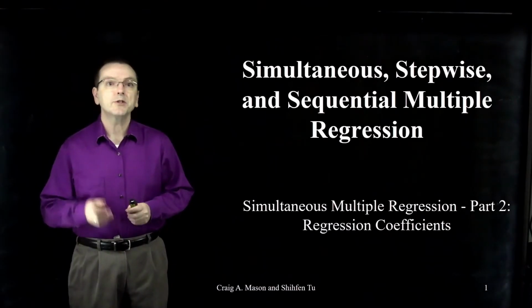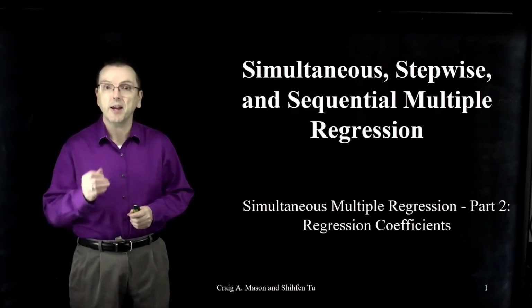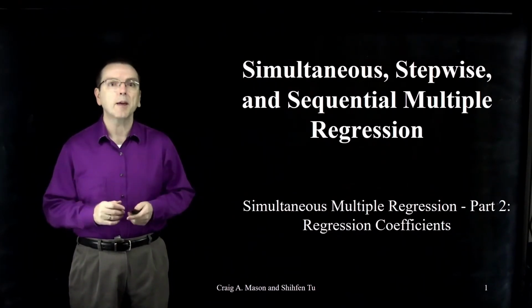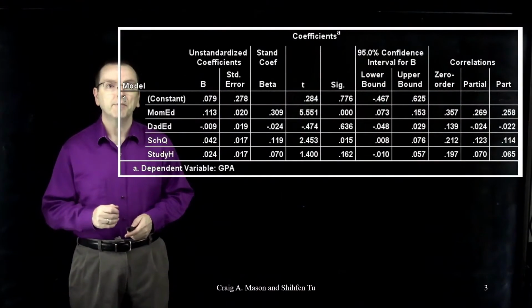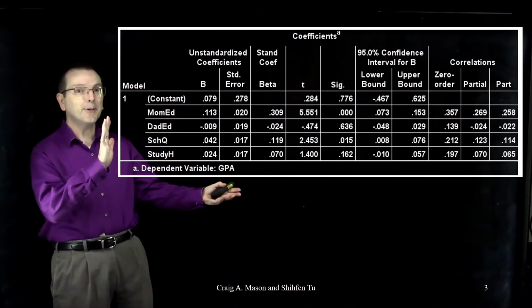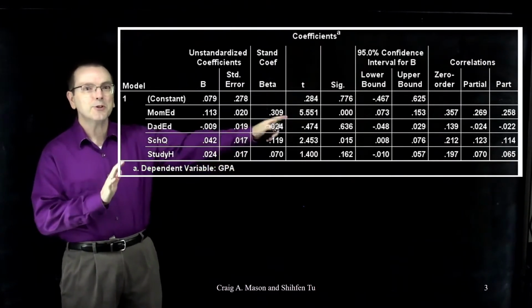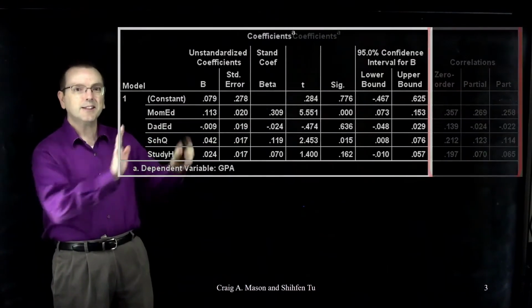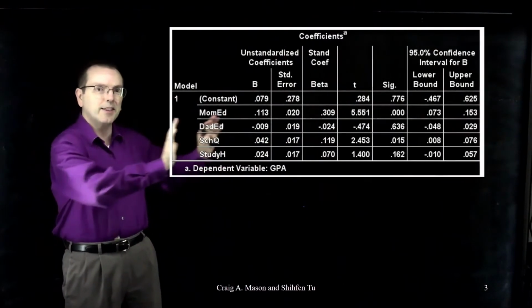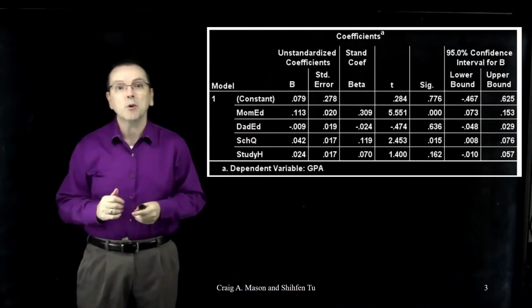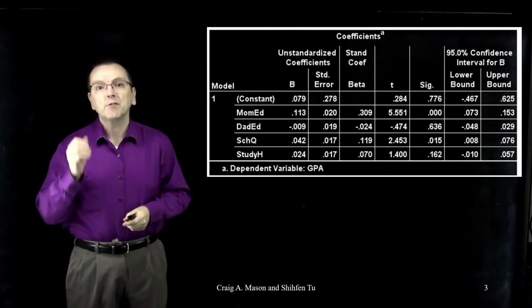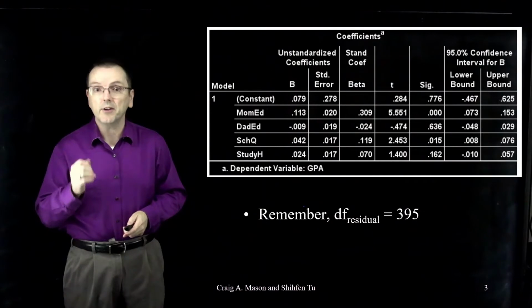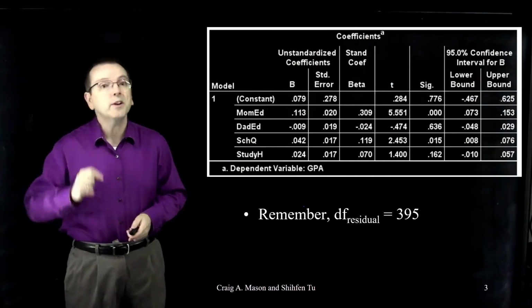In this video, we're going to continue with our example of simultaneous multiple regression, moving from the ANOVA and model summary tables to the coefficients table. Now, here's a complete coefficients table, but we're not going to address these correlations at the end until a little bit later, so let's drop them for now and slide things over to give us a little more room. And remember, from our ANOVA table, our degrees of freedom residual was equal to 395, because we're going to need that in just a minute.